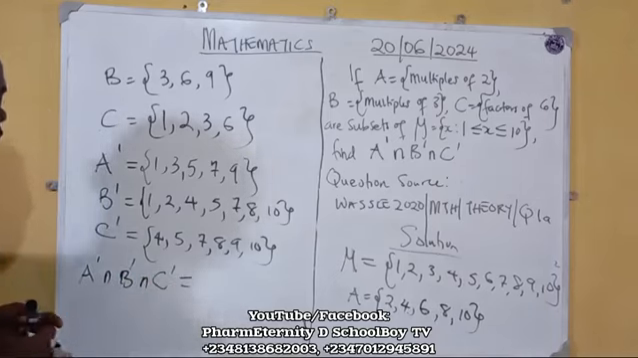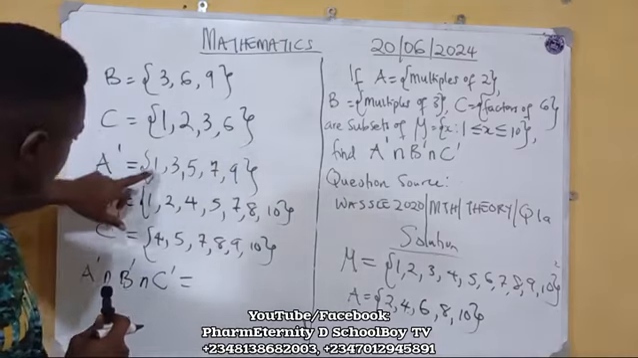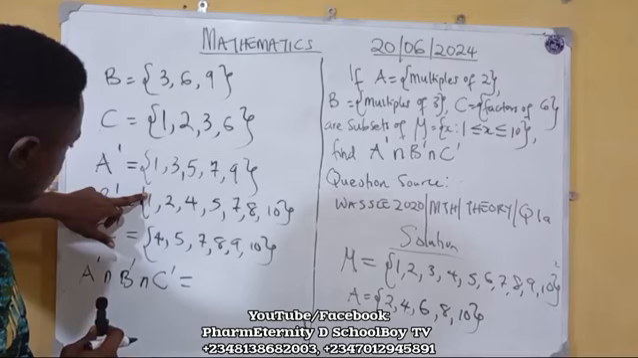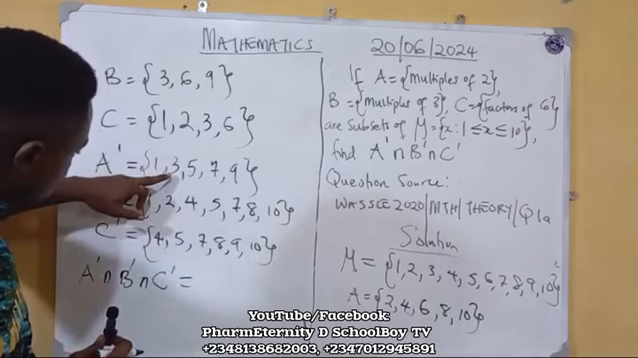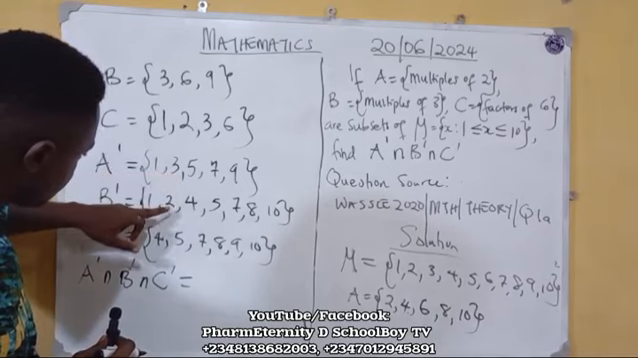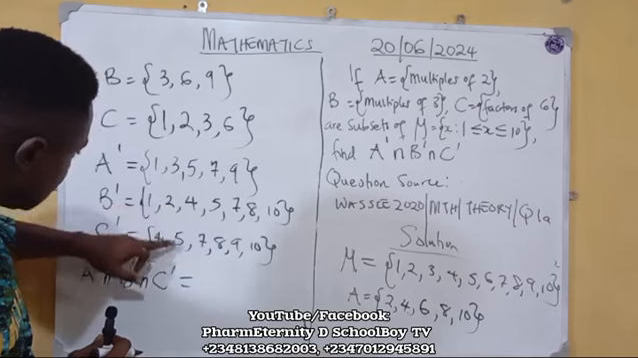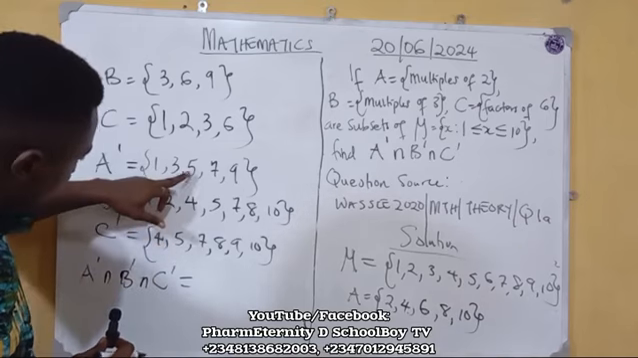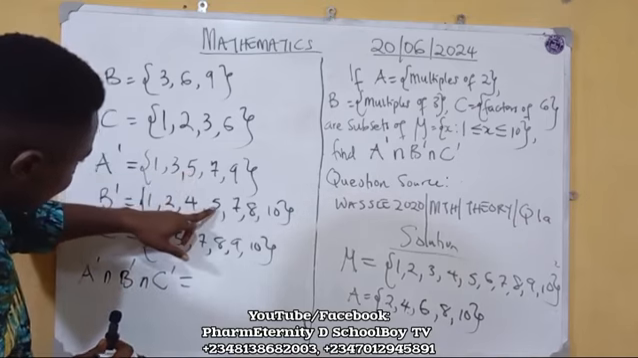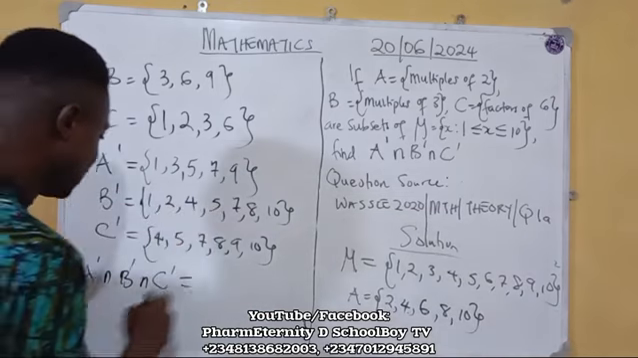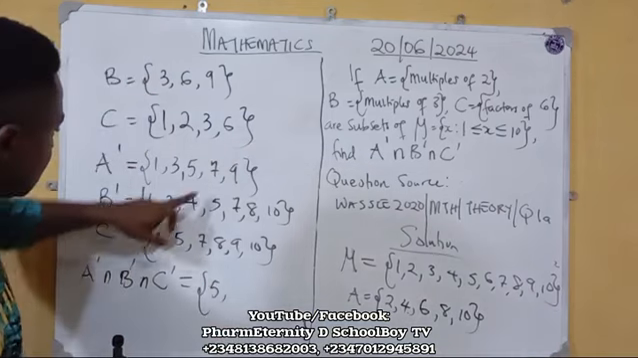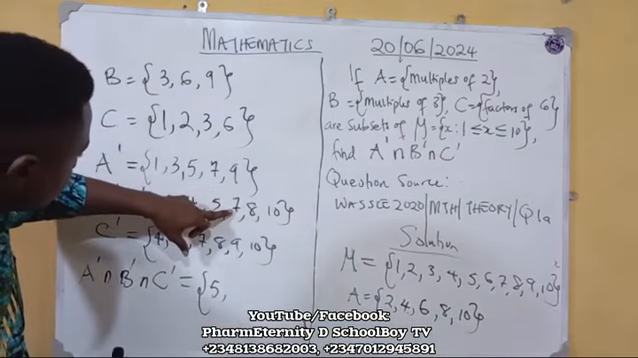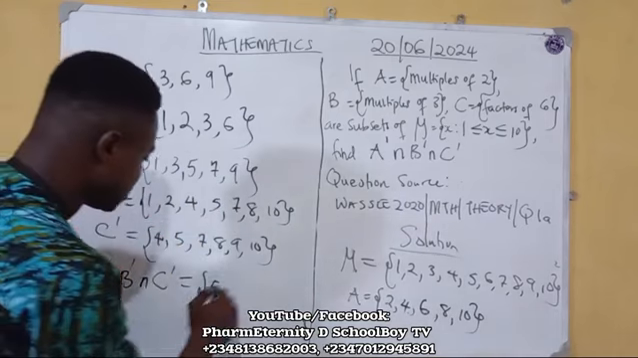Let's go. There's 1 here. There's 1 here. There's no 1 here. So 1 is not included. There's 3 here. There's no 3 here. No. There's 5 here. There's 5 here. There's 5 here. So 5 is part of the set. There's 7 here. There's 7 here. There's 7 here. So 7 is also included.